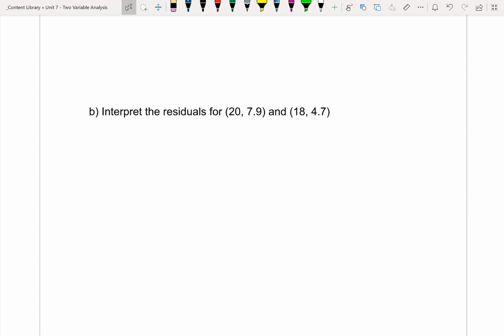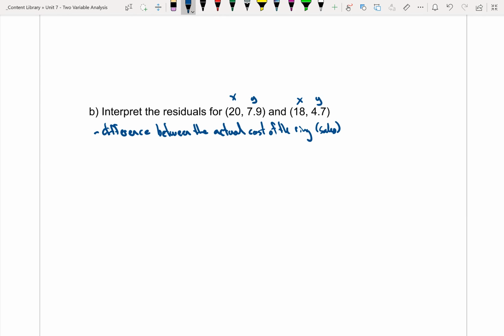In B, we want to interpret the residuals for each point, and again, remember this is just x and y, x and y. So here we have 2 points: 20 hours and 7.9 in the thousands of sales, and 18 hours and 4.7 in sales. So again, remember that a residual is the difference between the actual cost of the ring or sales and the predicted cost.